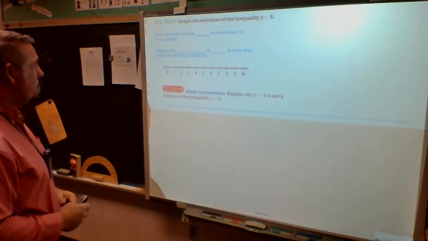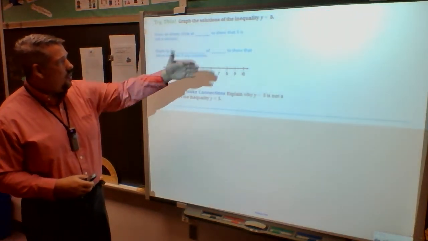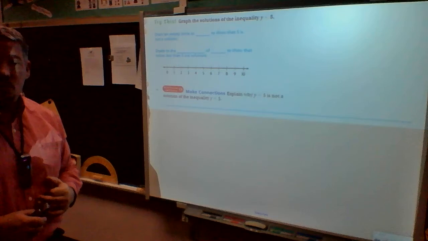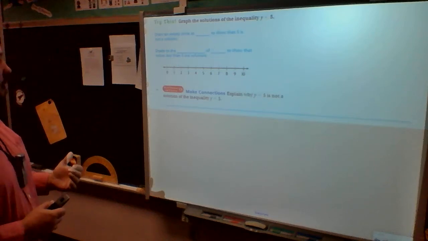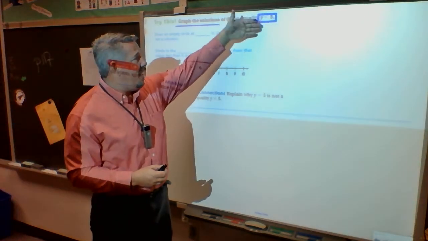Let's look at this one. Graph the solutions of the inequalities, y is less than 5. Once again, figure out what's given to me. I'm given y is less than 5.